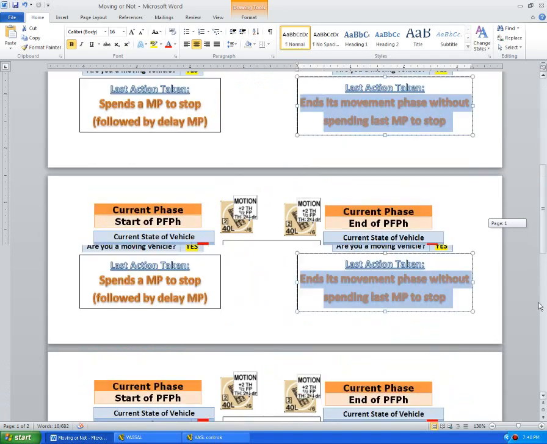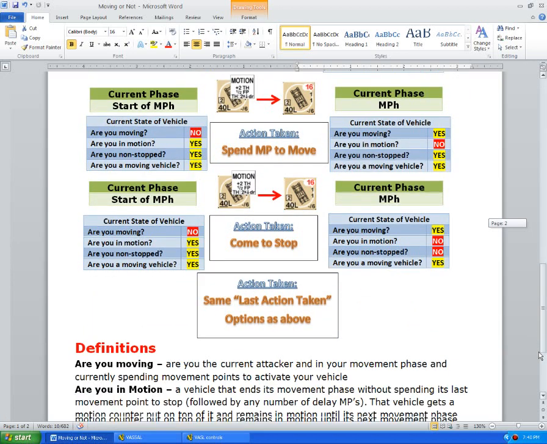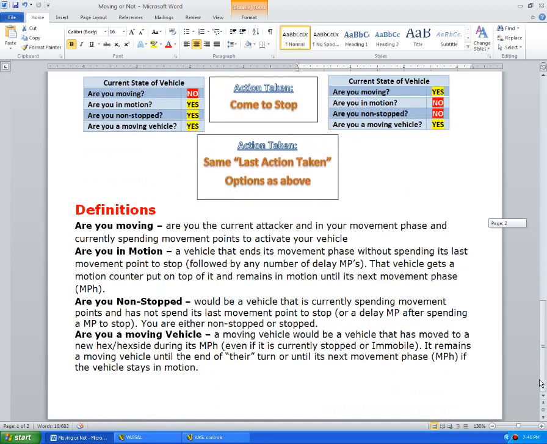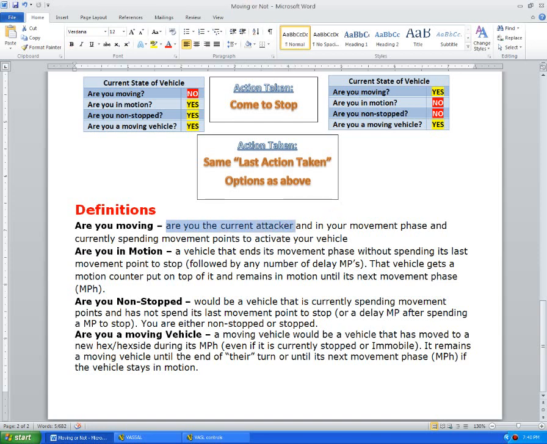So quickly, if we go through our definitions one more time, they might make a little more sense now that we've had a chance to see how the different states of our vehicle happen. Are we moving? Well, remember, for the current attacker, it's our movement phase. If we're spending movement points on the vehicle, then we are moving the vehicle. Whether we're rotating it, moving it from hex to hex, or spending movement points to start and stop the vehicle, we are actually spending movement points on that vehicle. So we are in the process of moving it.